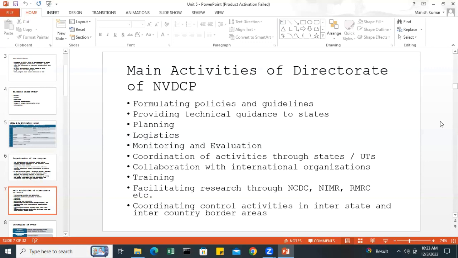Not only this, they also conduct research throughout the year on these diseases. NCDC, the National Centre for Disease Control, is one of the organizations, and it is based in Delhi. Similarly, there is the National Institute of Malaria Research, NIMR, which is a pioneer in conducting research on malaria throughout India. And then there is the Regional Medical Research Centre, based in Bhubaneswar, which again conducts multiple research studies throughout India. They are also involved in coordinating control activities, which I will be discussing next.